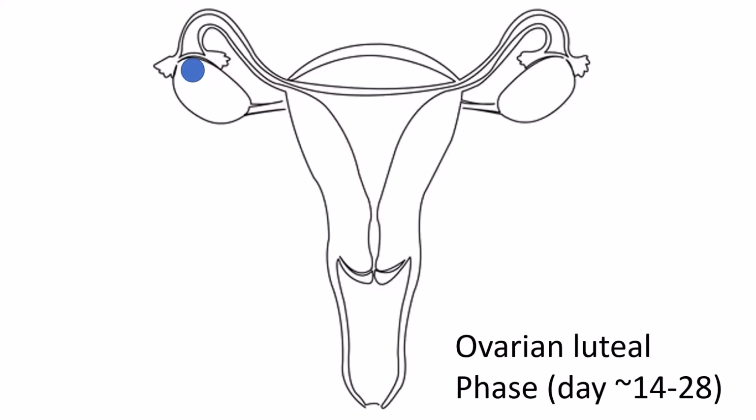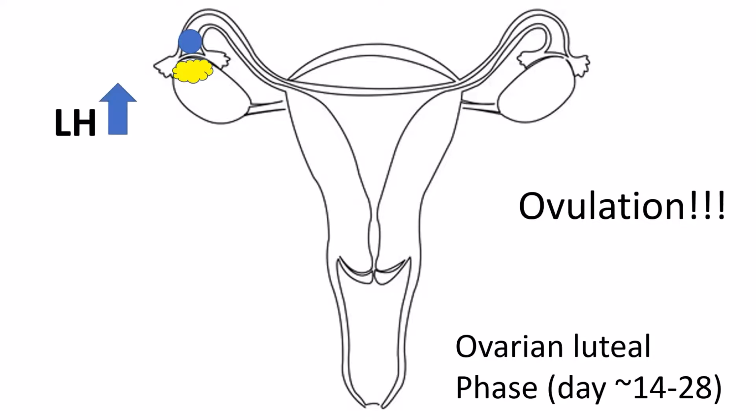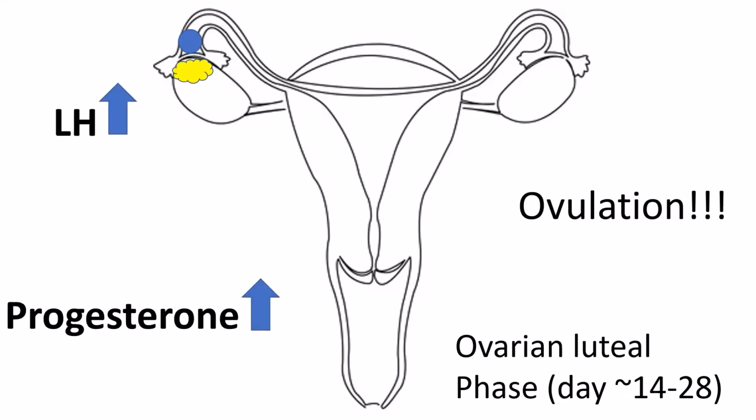Now on to days 15 through 28. In the ovary, the ovarian luteal phase begins with ovulation. Cells in the lining of the ruptured follicle begin to multiply and create the corpus luteum, also called the yellow body. Luteinization is stimulated by the LH surge. The corpus luteum immediately begins to secrete progesterone. 9 to 11 days after ovulation, the corpus luteum degenerates and progesterone levels begin to go down.